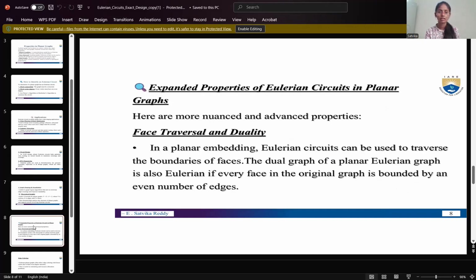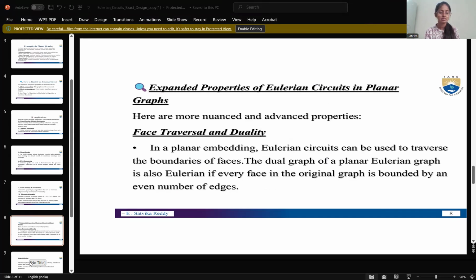The next slide is about expanded properties of Eulerian circuits in planar graphs. Here are more advanced properties. Face traversal and duality. In a planar embedding, Eulerian circuits can be used to traverse the boundaries of the faces. The dual graph of a planar Eulerian graph is also Eulerian if every face in the original graph is bounded by an even number of degrees or edges.